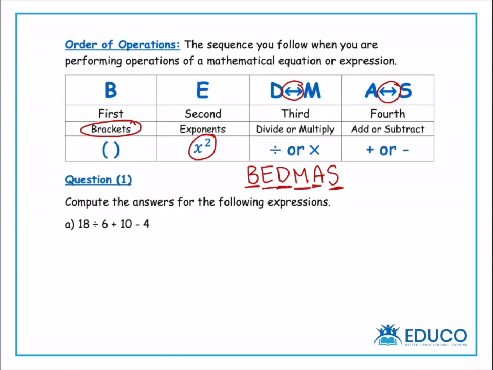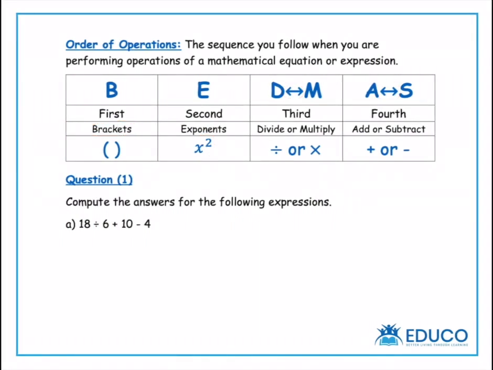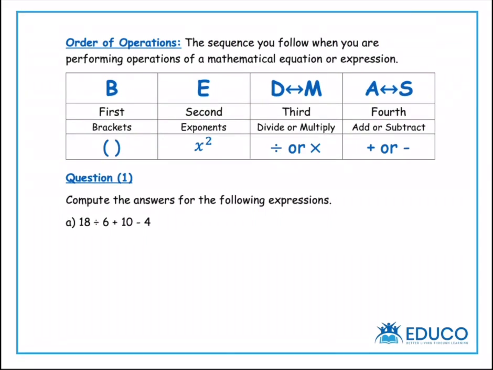So now that we know what the order of operations are and what order we must follow when we solve an expression, let's actually try it in a question. Our first question asks us to compute the answers for the following expressions. The word compute is the same thing as saying calculate or find the answer. So let's look at our first expression. We have 18 divided by 6 plus 10 minus 4.